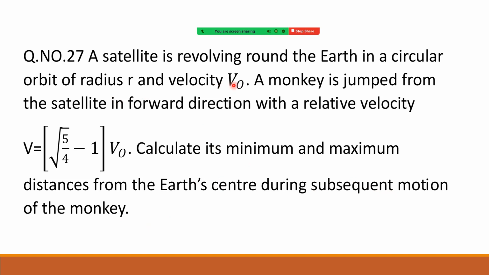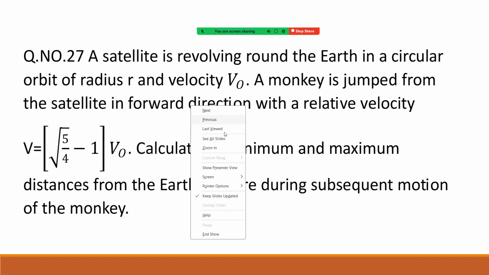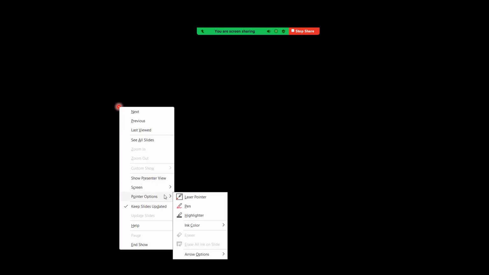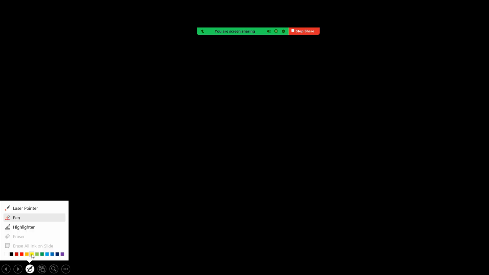So the given radius is r and v naught corresponds to the orbital speed, with the given velocity of the monkey relative to the satellite. So we have to calculate the minimum and maximum distances. Let us see how to start the problem. Whenever a question is given based on satellites, we can use one, conservation of mechanical energy, and second, conservation of angular momentum.